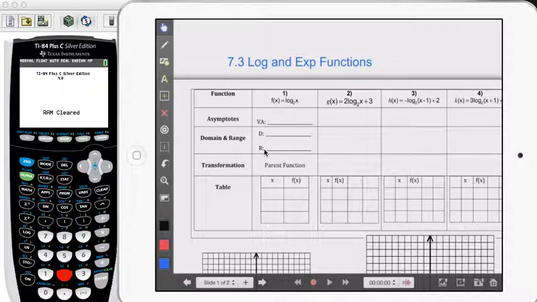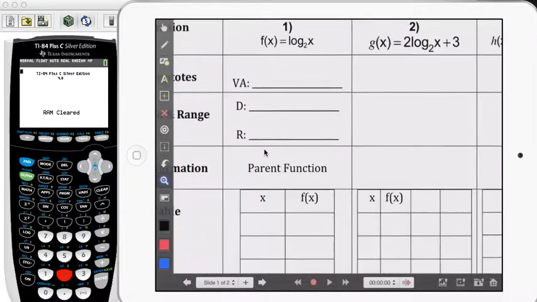Today we'll be working on lesson 7.3, logarithm and exponential functions. So let's go ahead and start with the parent logarithmic function, y equals log base 2 of x.